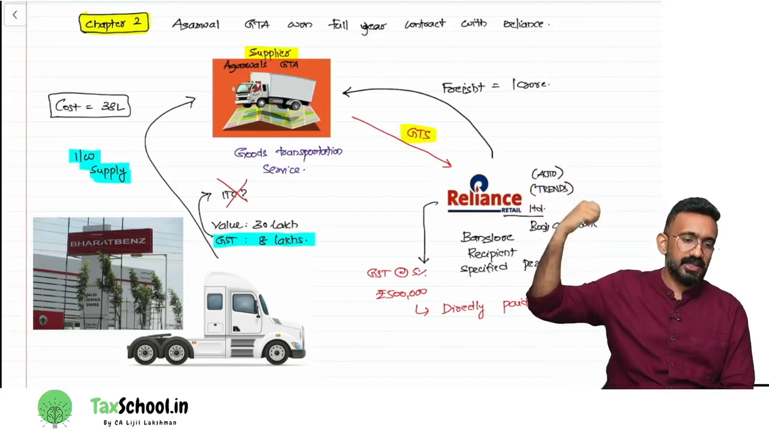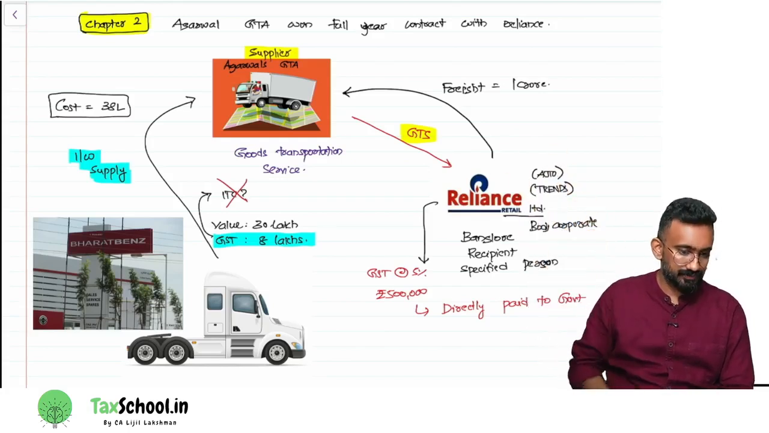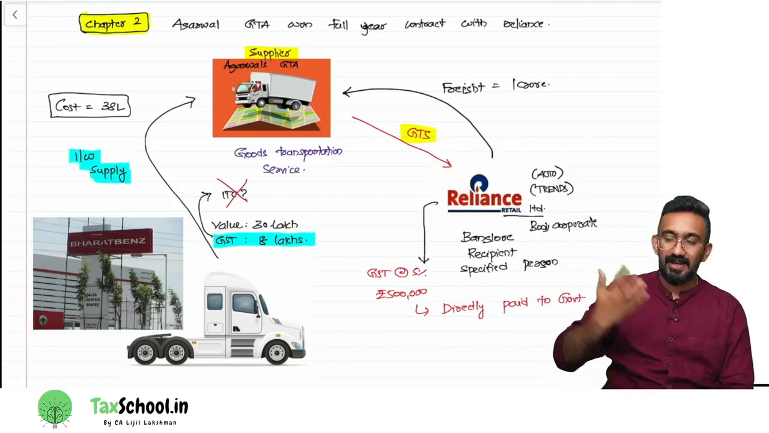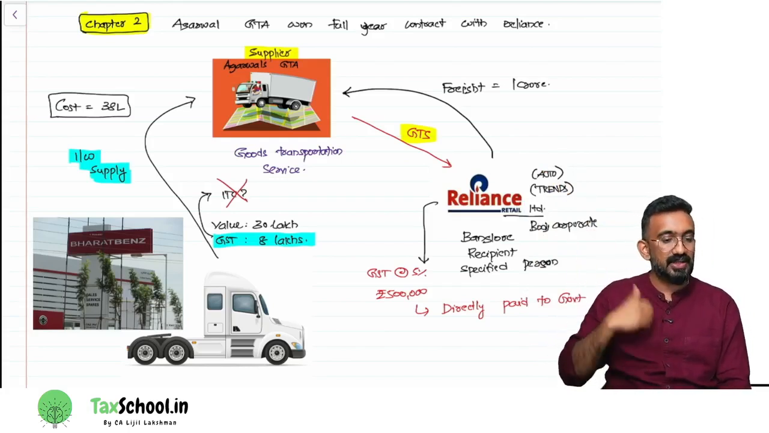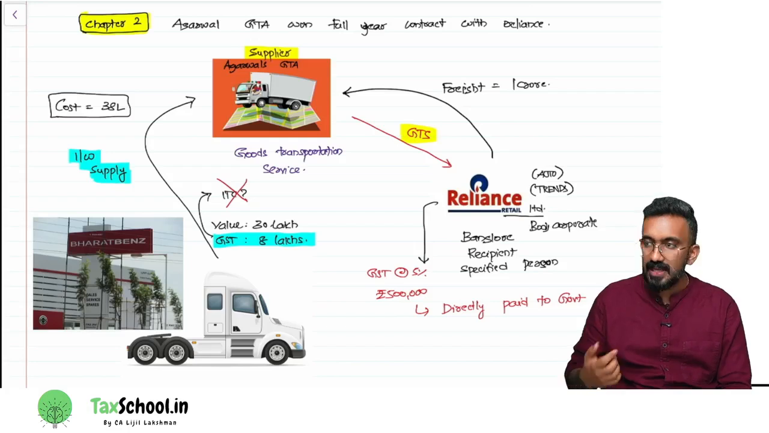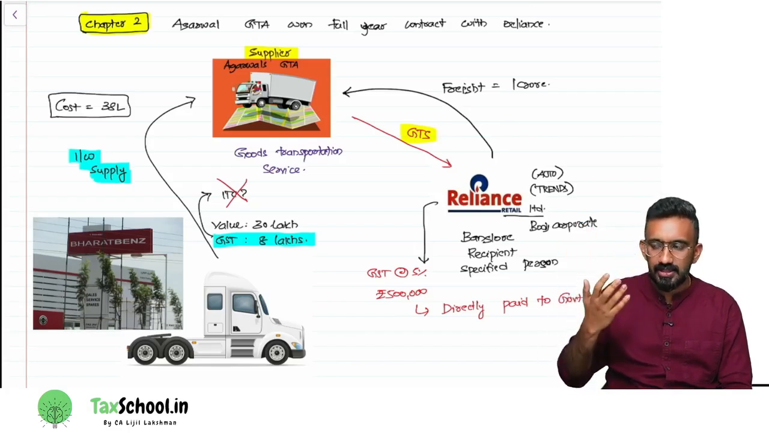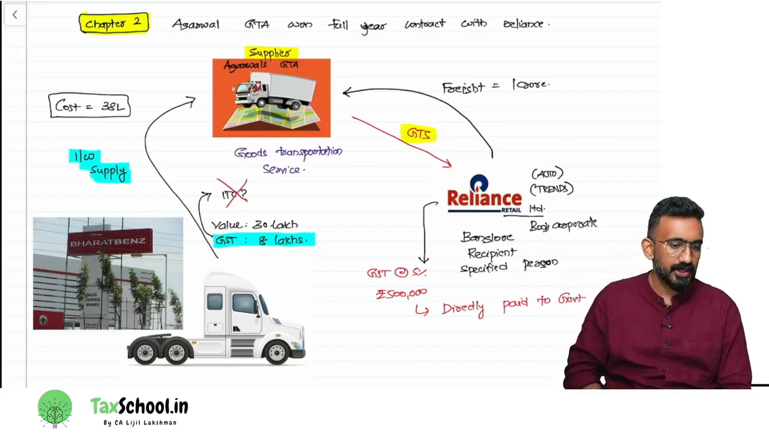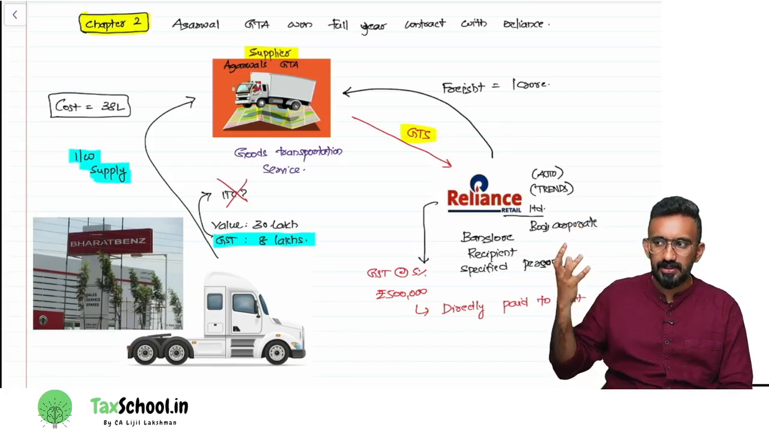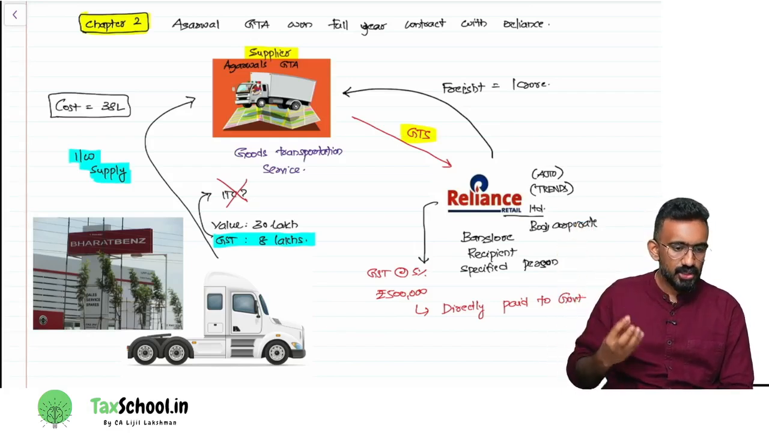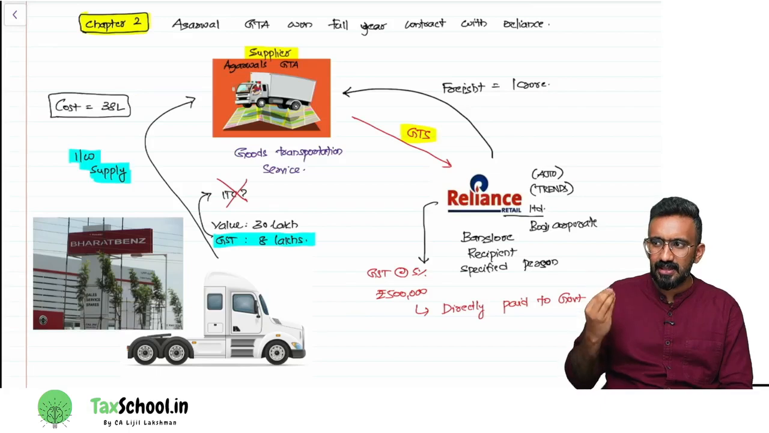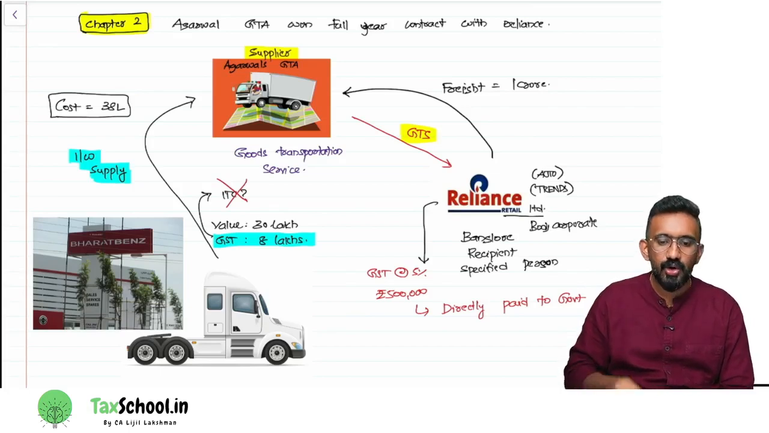Now Agarwal GTA is going and purchasing a truck. While purchasing, they are making an inward supply. Who is paying taxes on their outward supply? Reliance Retail is paying. Can Agarwal GTA take the input tax credit on the inward supply? That is my question. They paid, say, value of 30 lakh, GST of 8 lakh. So can Agarwal GTA take the input tax credit of 8 lakh, whatever GST paid on purchase of the truck? I've already taught you this.